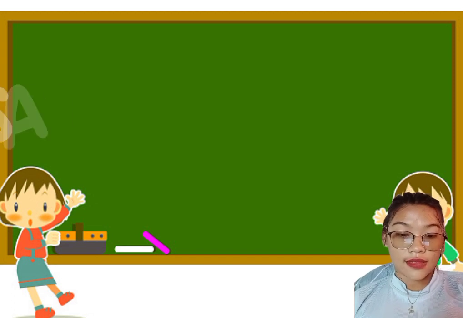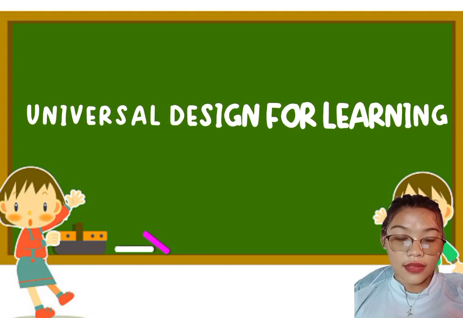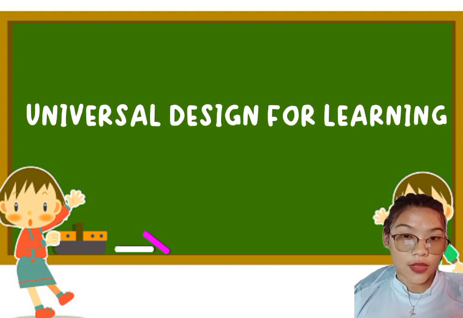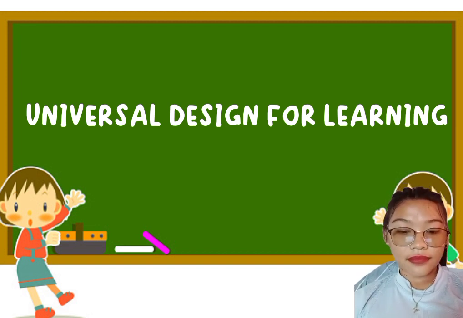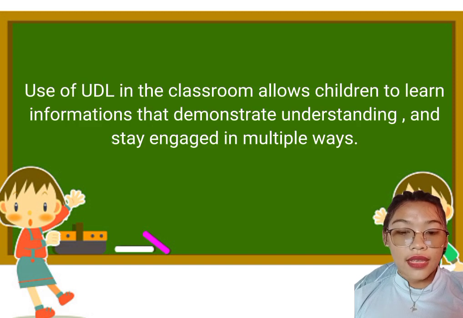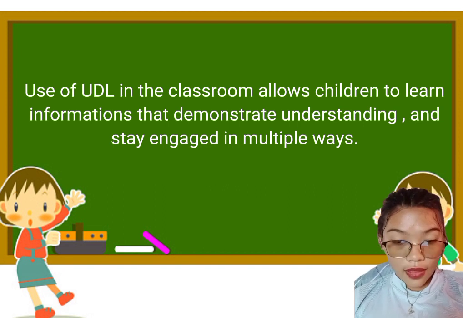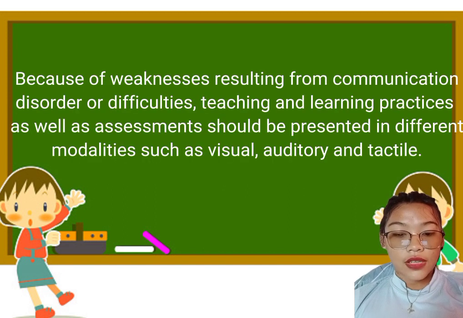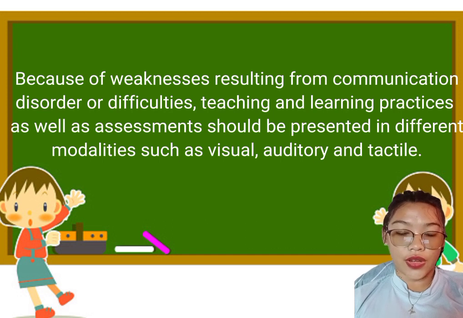This section discusses the use of Universal Design for Learning, or UDL, and practical tips to be used in the classroom. So, what is Universal Design for Learning? Use of UDL in the classroom allows children to learn information, demonstrate understanding, and stay engaged in multiple ways. It provides multiple means of presentation, expression, and engagement because of weakness resulting from communication difficulties or disorders.